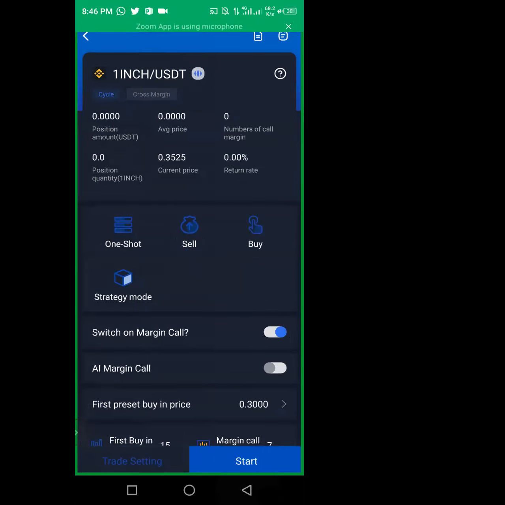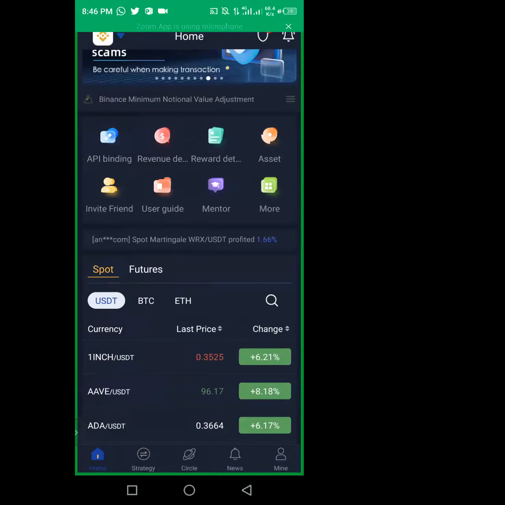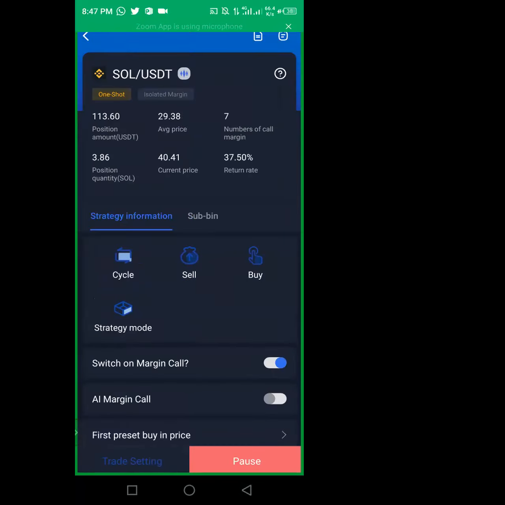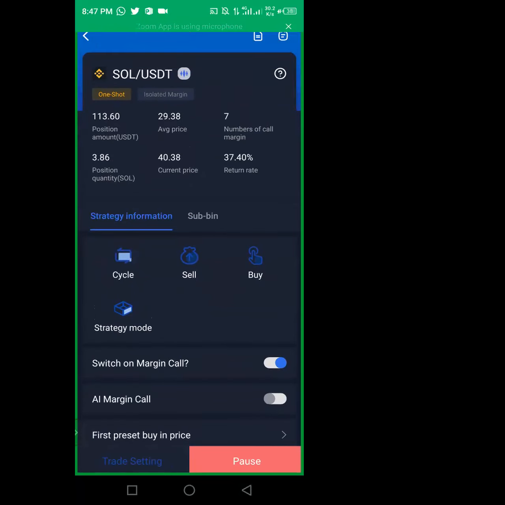Since I have a running trade in my account, let me show you. If you watch here, look at this position amount, bracket USDT, up here. You can see 113.6 USDT. Position amount USDT.